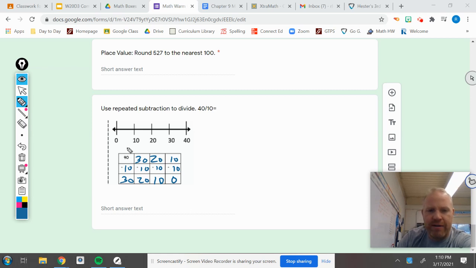How many times did we subtract? 1, 2, 3, 4. 4 times. So the answer is 4.